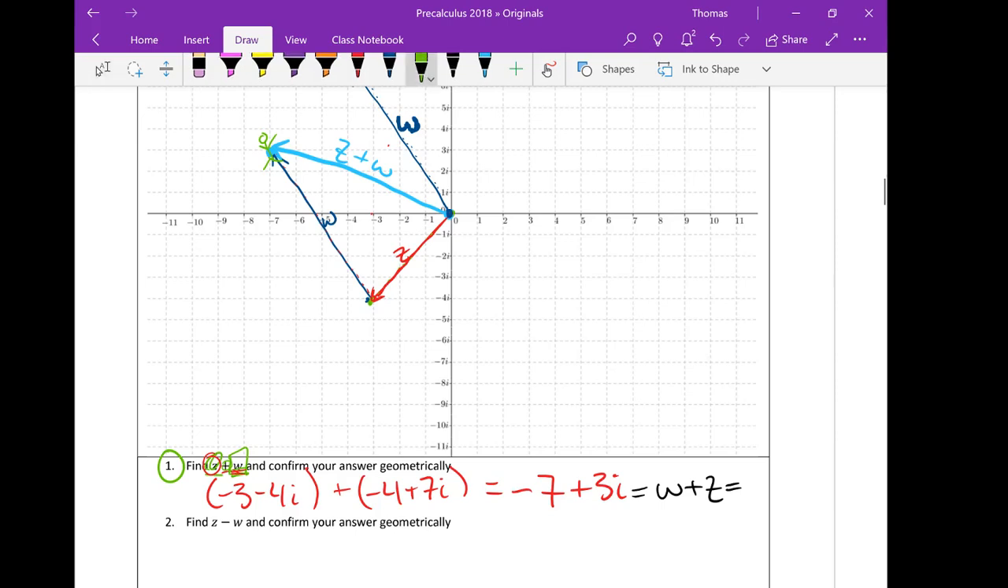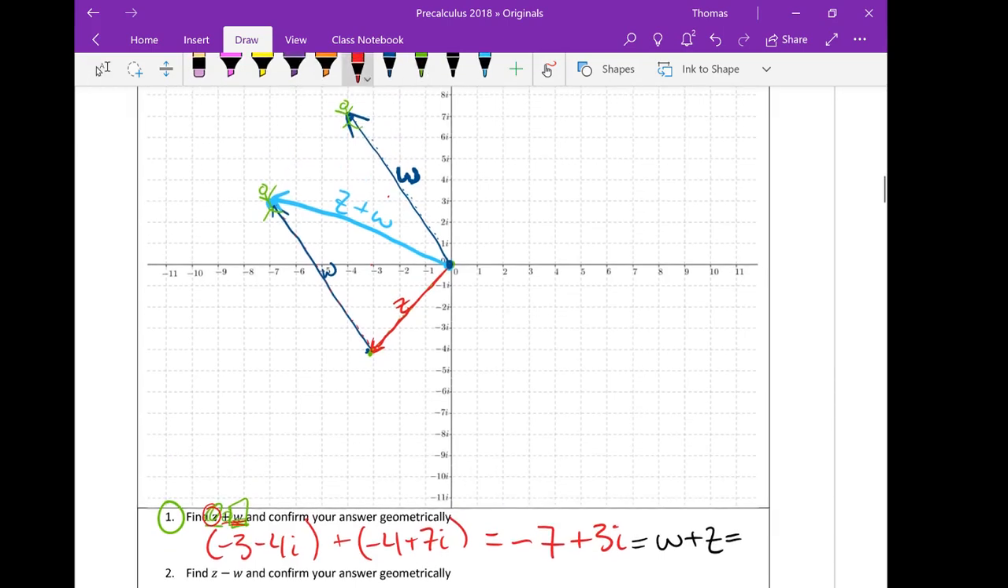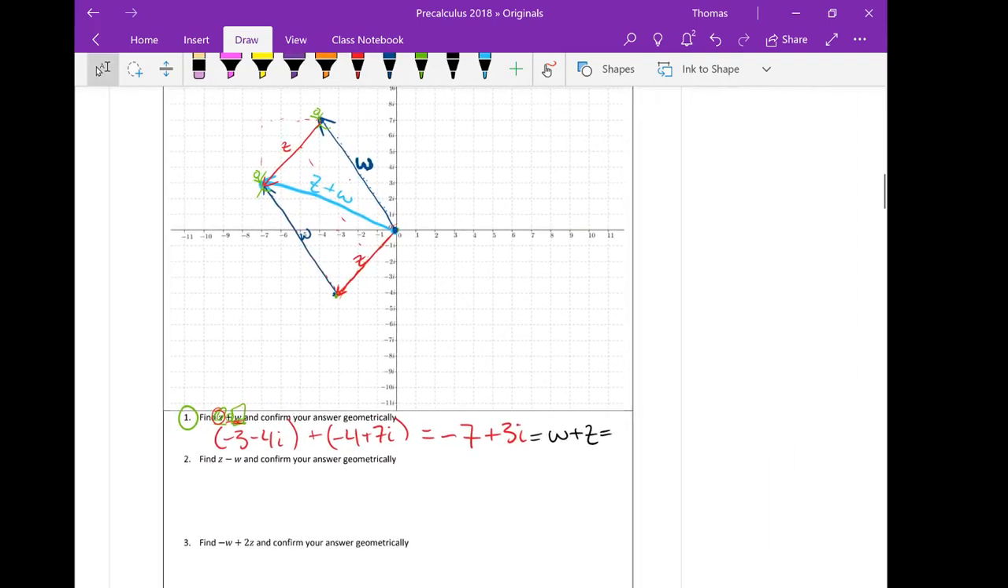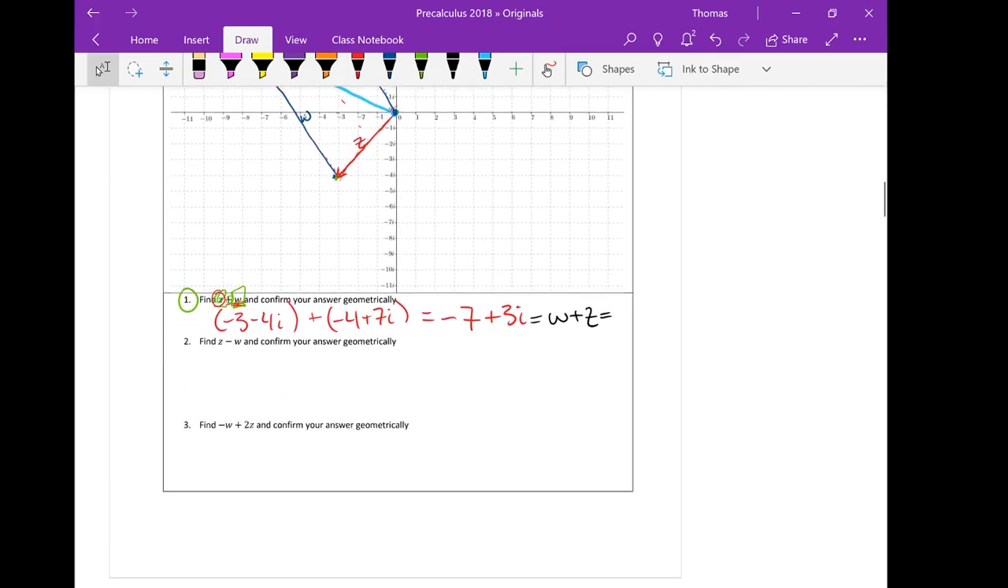And then the next thing says, do what z tells you to do. Well, z is this downward slanty arrow. It says go over 3 to the left and down 4. So over 3 to the left, down 4, or just follow this arrow. That's z. It just translated, we just moved it up to the other side. Go w, then z. That takes us right back to the same point, which is z plus w, negative 7 plus 3i. So that covers how to add them geometrically. We follow instructions, one and then the other.